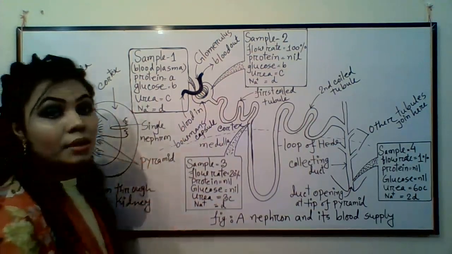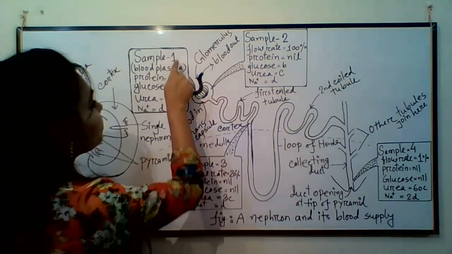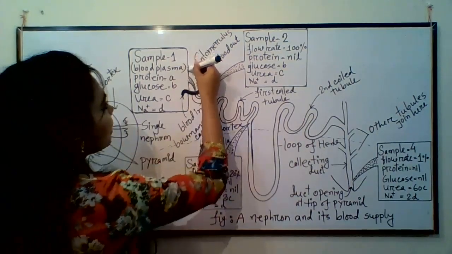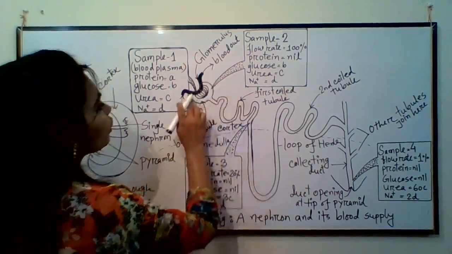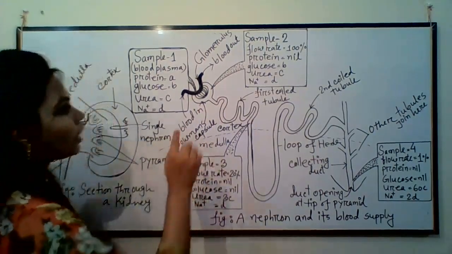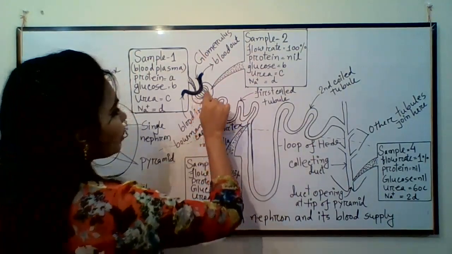So you must see and must watch. This sample is in the glomerulus. See, I just marked here. This is in the glomerulus, the sample 1. Then look at sample 2. I have already told you what the parts of the nephron are.